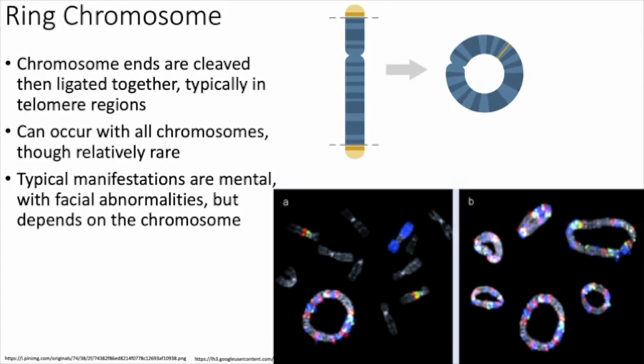It's relatively rare. It can happen for any of them, and it depends on the chromosome. A lot of times it's a mental problem and a facial abnormality. But it just depends on what chromosome is actually forming the ring structure. Basically, you're going to transcribe these improperly, and your offspring are going to be messed up too if you're trying to mate with chromosomes like this. So they're probably infertile as well.